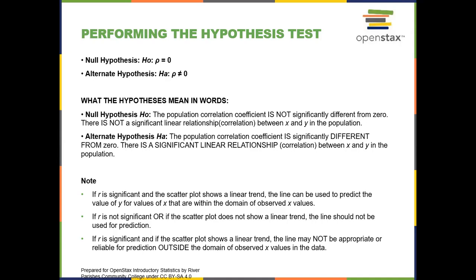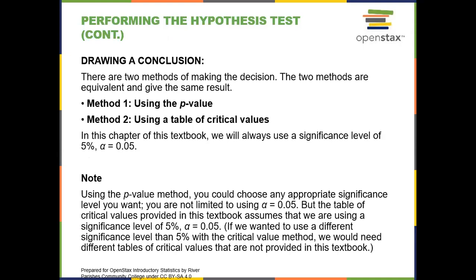If R is significant and the scatter plot shows a linear trend, the line can be used to predict the values of Y for X that are within the domain of observed X values. If R is not significant, or if the scatter plot does not show a linear trend, the line should not be used for prediction. If R is significant and the scatter plot shows a linear trend, the line may not be appropriate or reliable for prediction outside the domain of observed X values.